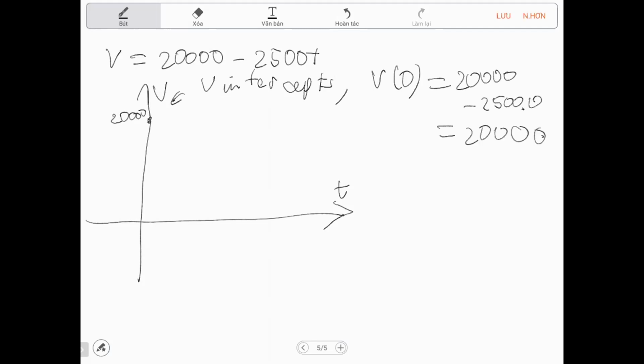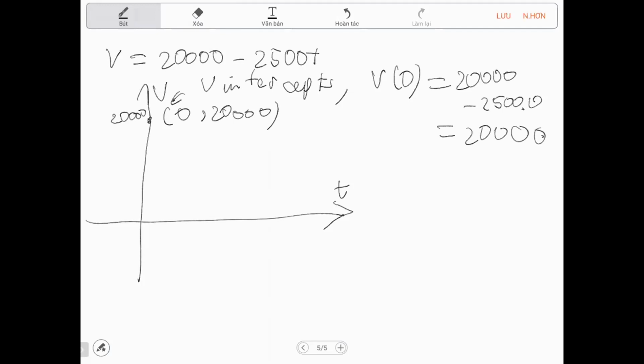We call this the V intercept, but the V intercept is a point. It's not a value. So we can say this is, sorry, T coordinate first, (0, 20,000). So this is the V intercept. Okay, so how about the T intercept?